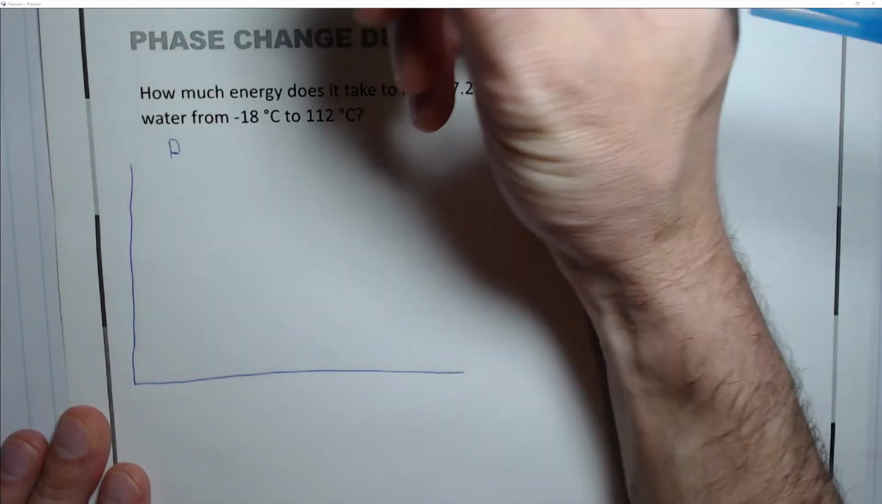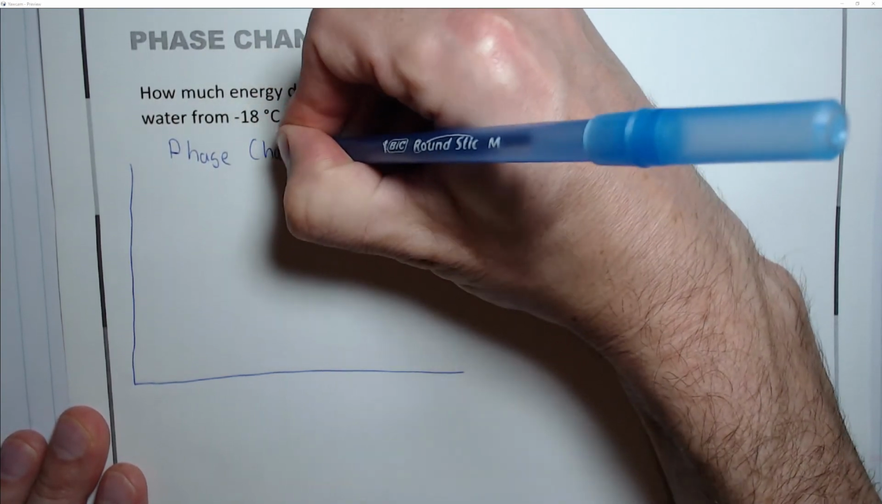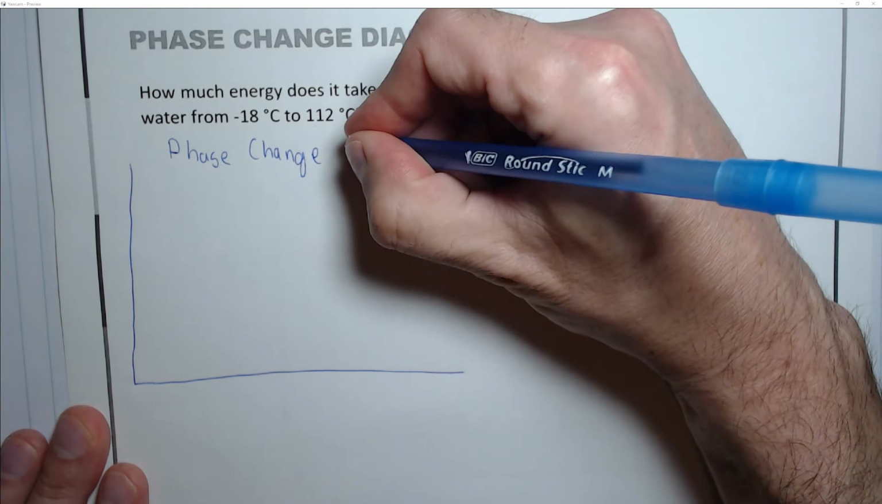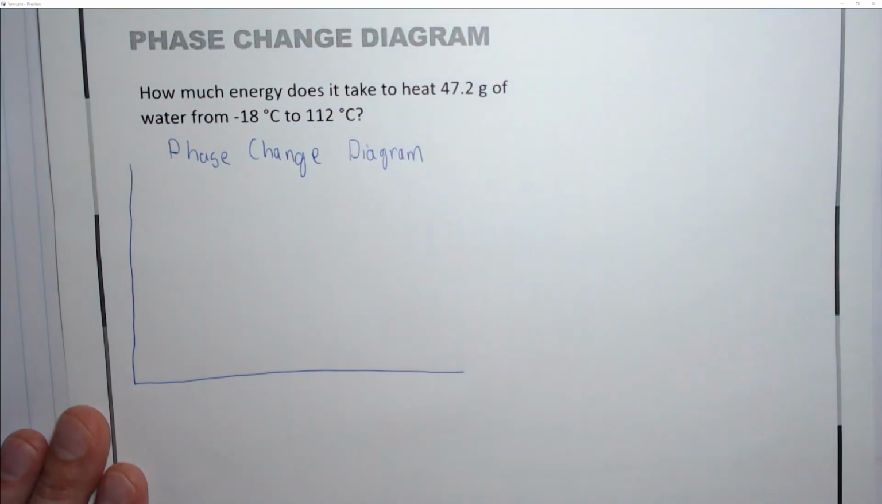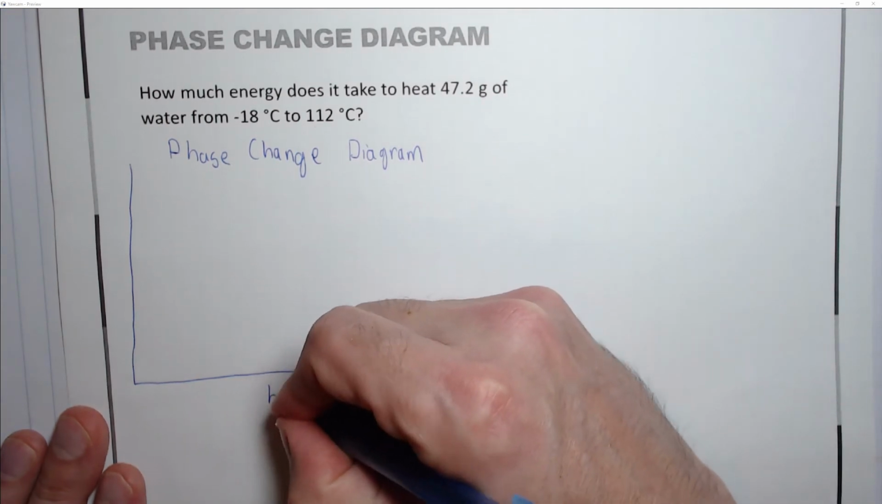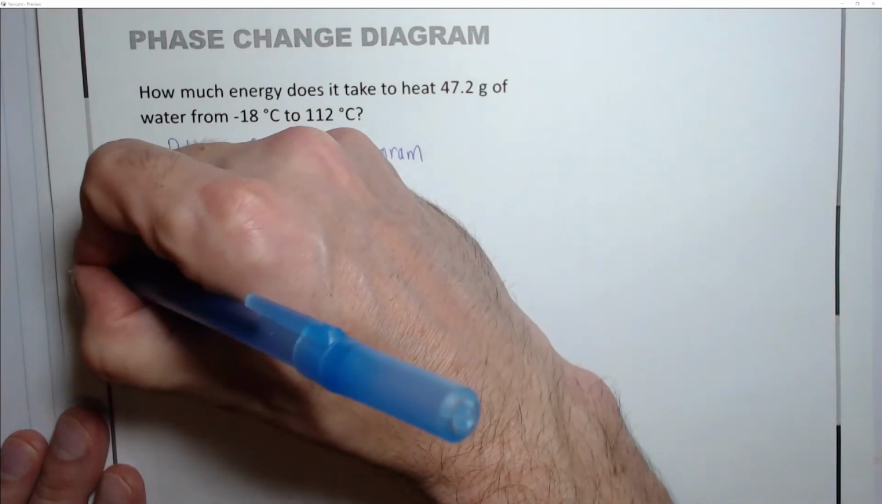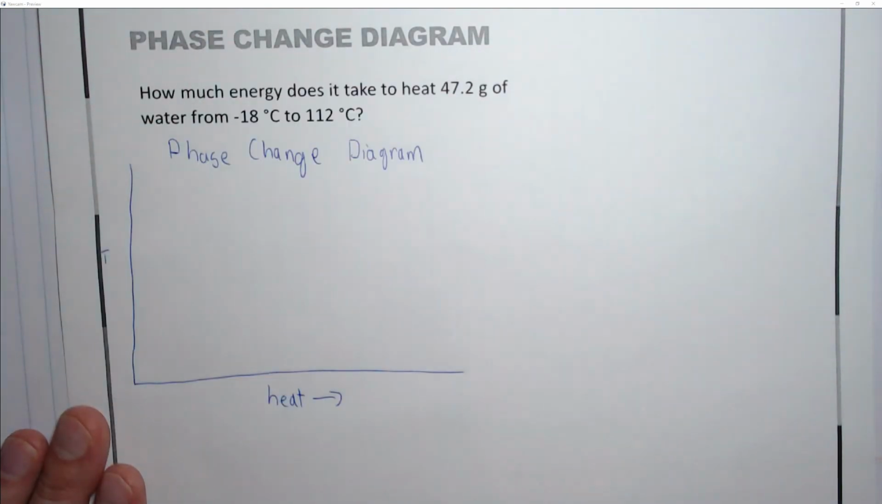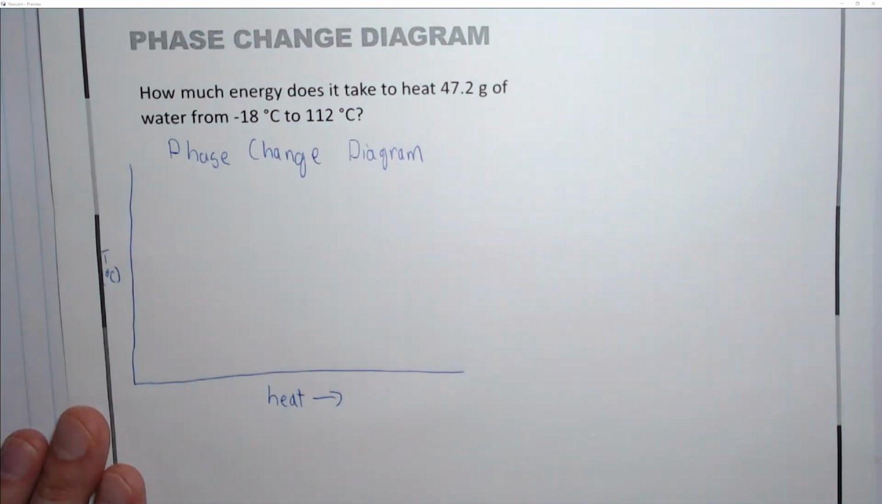And this graph is the phase change diagram that I was mentioning before. So we're going to have 2 axes on our graph. We're going to have heat, or heat added, which will just be in this direction. And we're going to have temperature, in this case in degrees C on this axis.